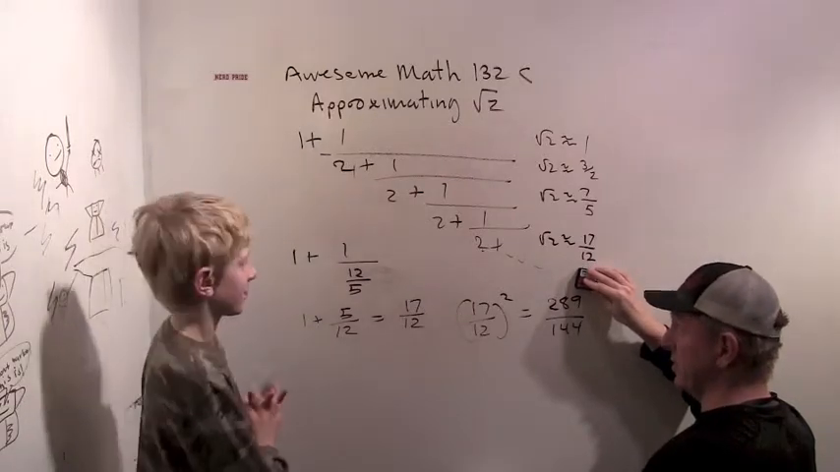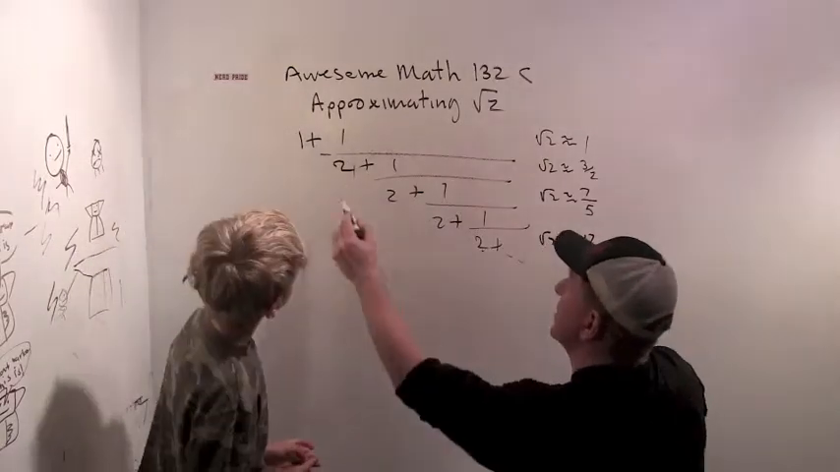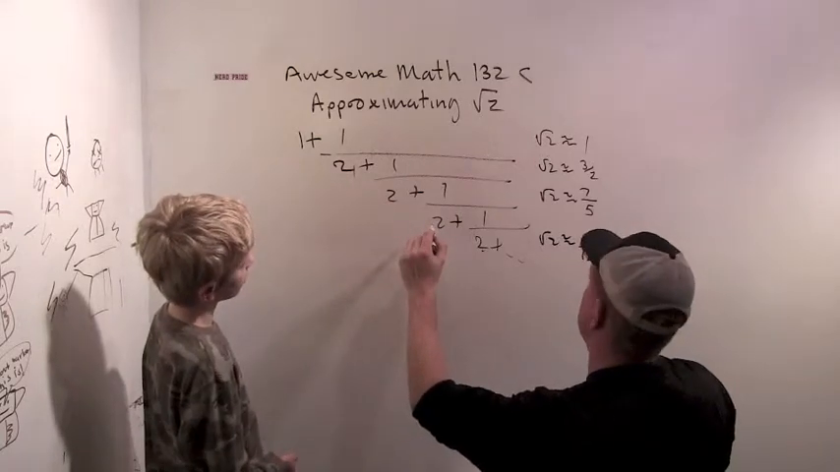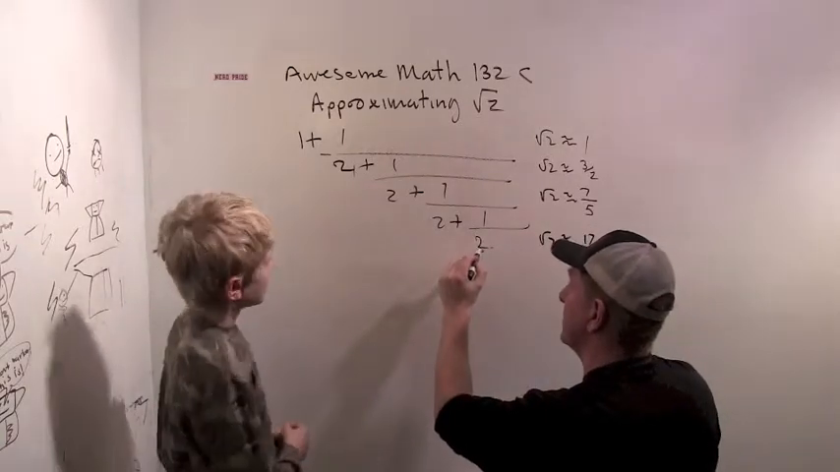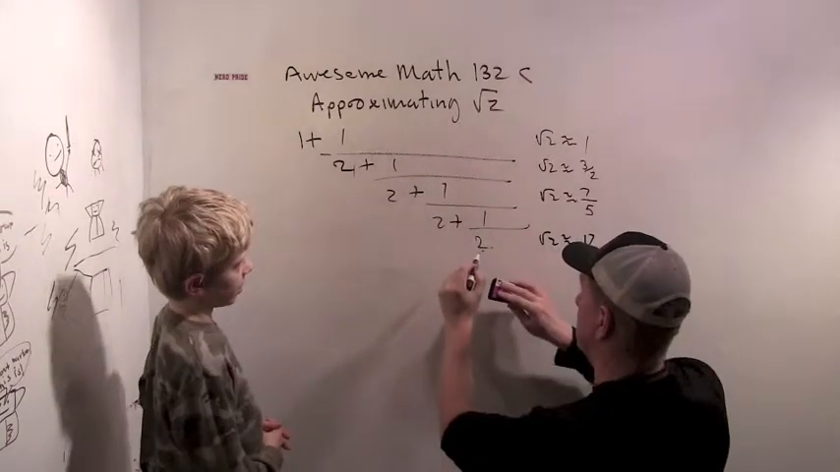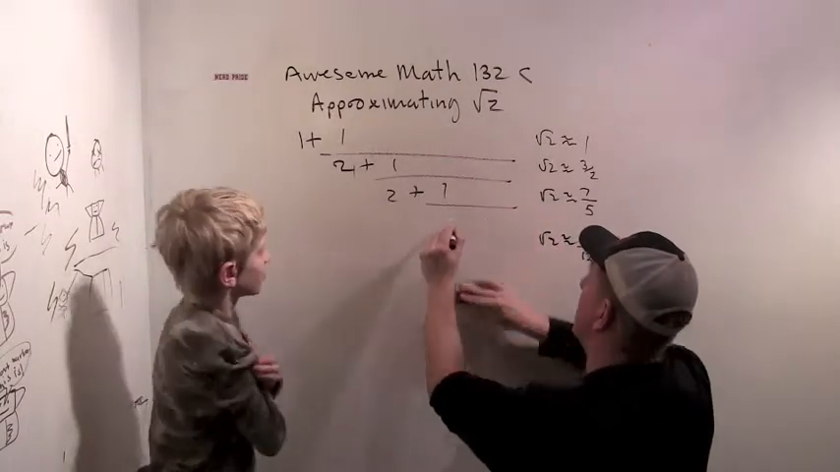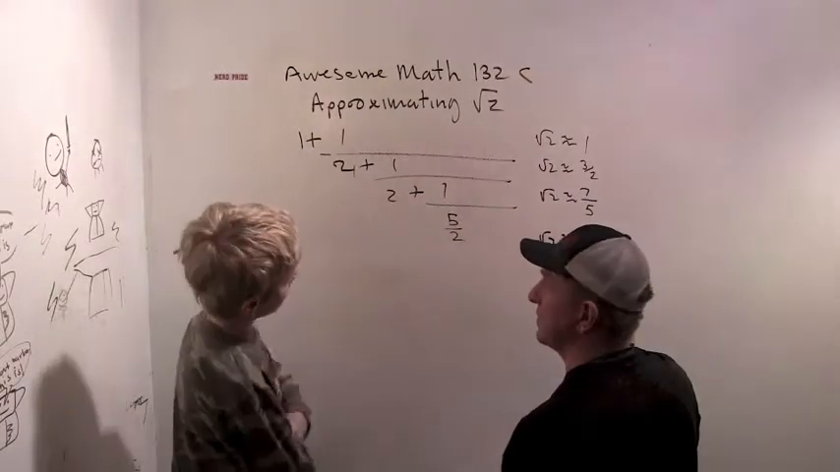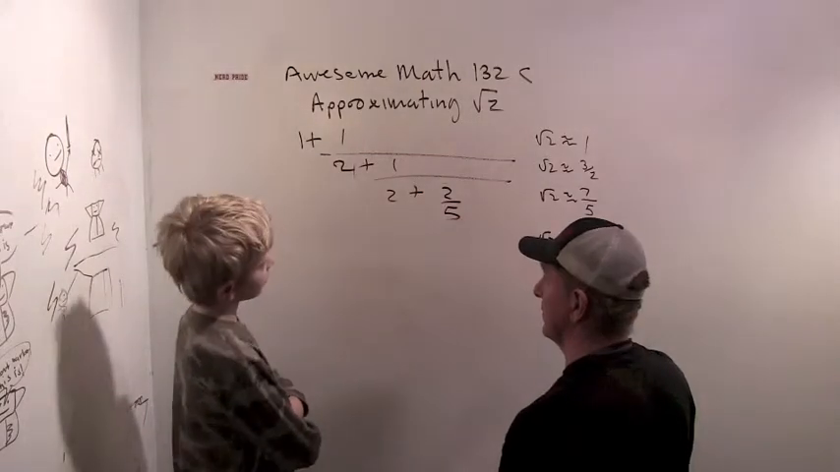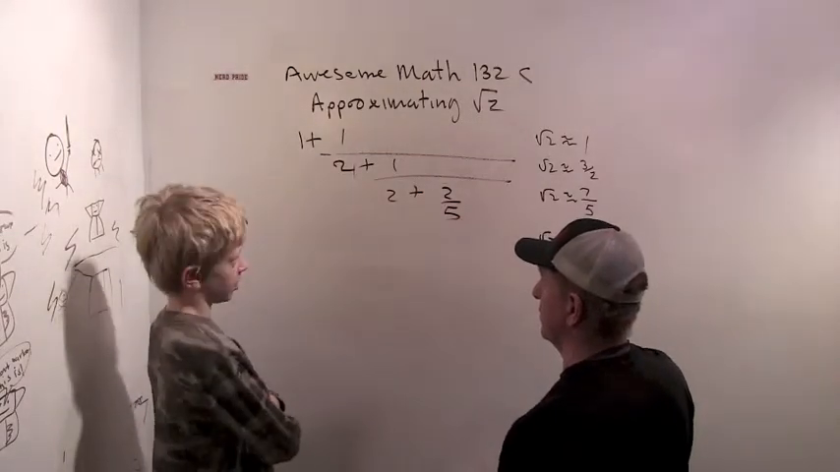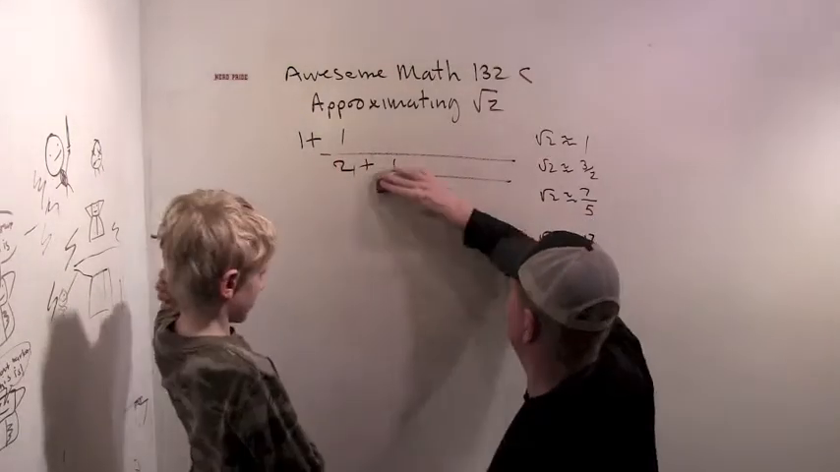Do you want to do the next one? Sure, I guess we could. Okay. That was 3 halves, 7 fifths, 17 twelfths, so we're down to this bottom one now. 2 plus a half is 5 halves. I'm going to erase this one since this is the last one to do. What happens now? You flip it, 2 fifths. 2 plus 2 fifths is 12 fifths. You flip it, 5 twelfths.